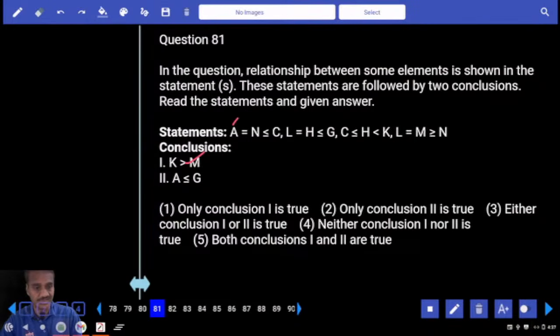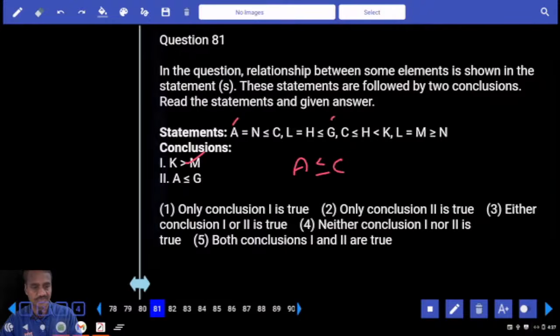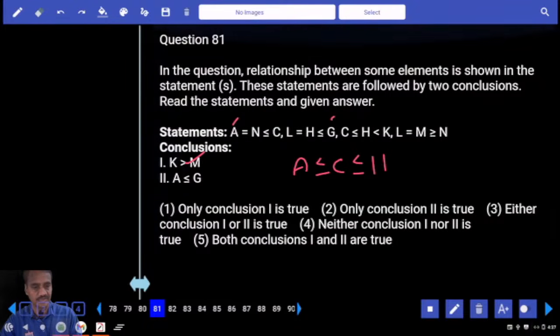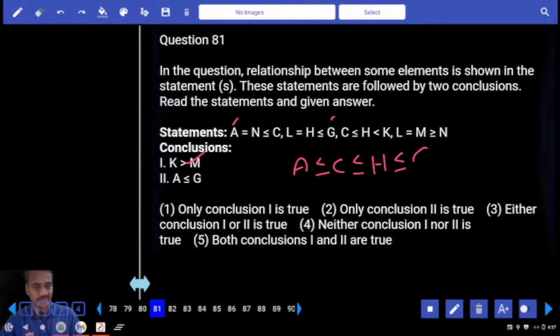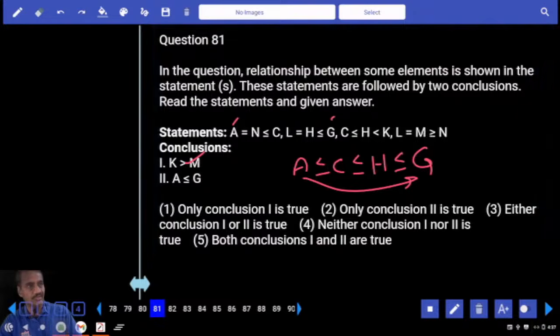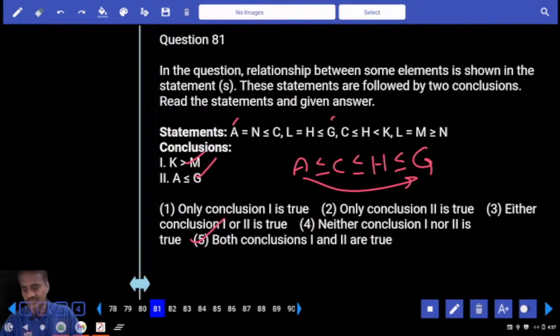A is here, G is here. Which element is common? C is common. Now C is common: A lesser than or equals to C, C lesser than or equals to H, then H lesser than or equals to G. Now from A to G, what is the symbol that is common? Lesser than or equal. Hence, what is your answer? Both 1 and 2, choice for 81.